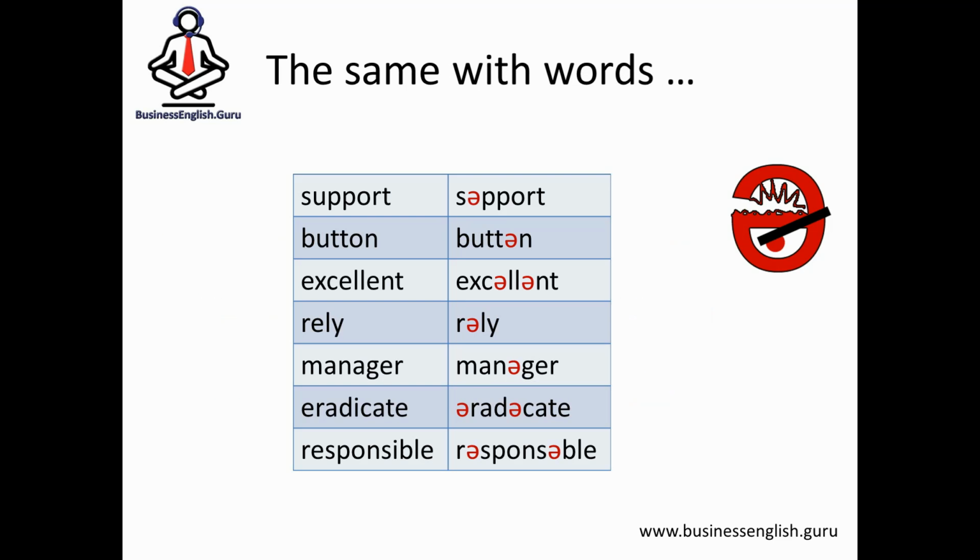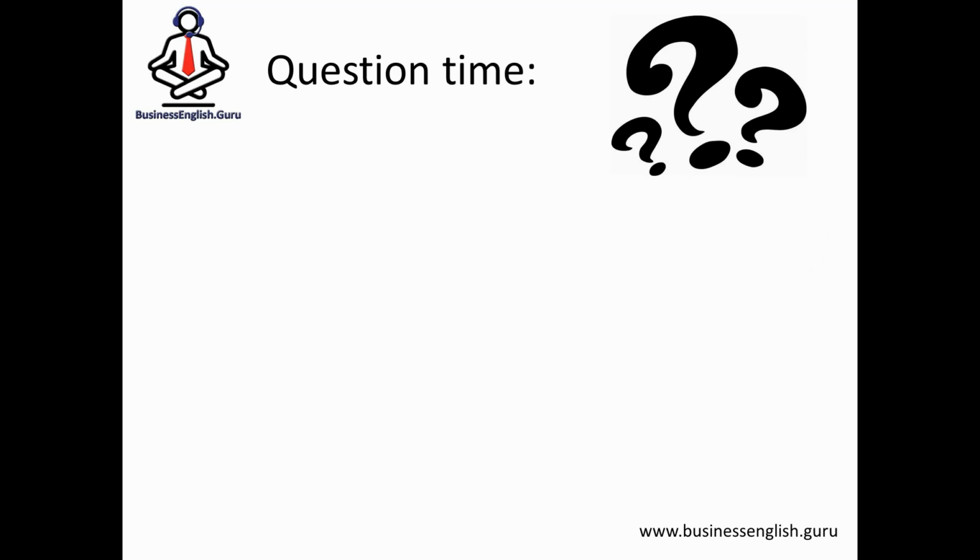Now, the same thing happens with words. Stressed syllables maintain the full vowel sound, but unstressed syllables are weakened. For example, support. The stressed syllable is the second one, port. The first one is unstressed, so the vowel sound becomes a schwa. Support, button, excellent, rely, manager, eradicate, responsible.